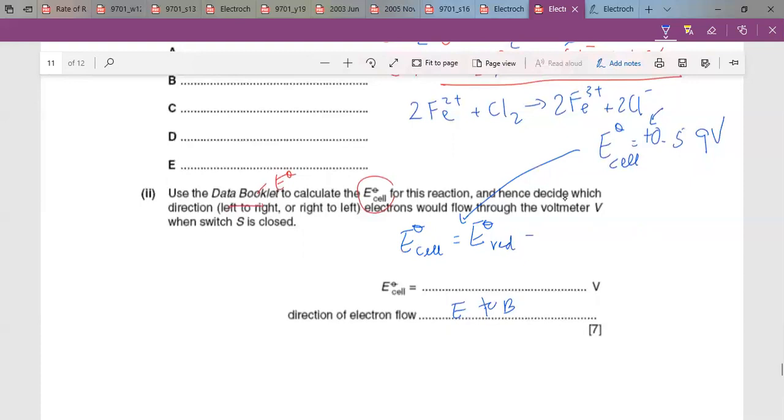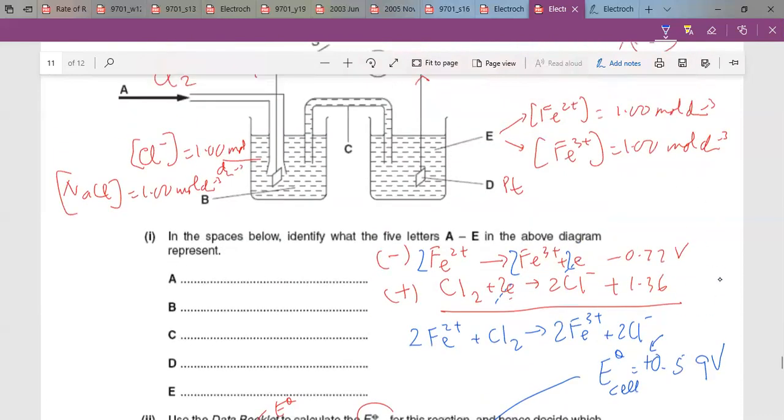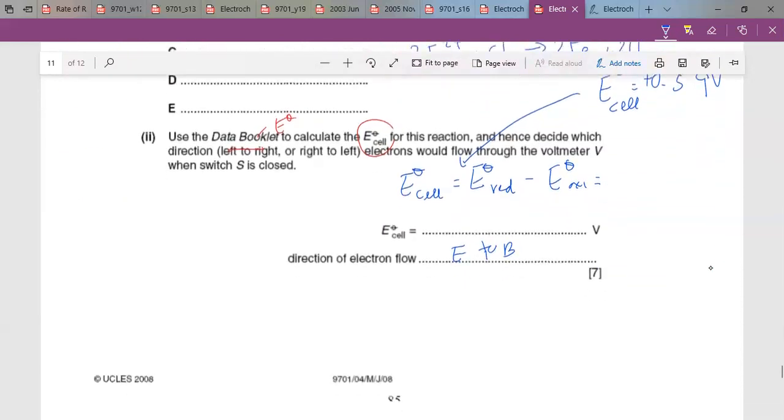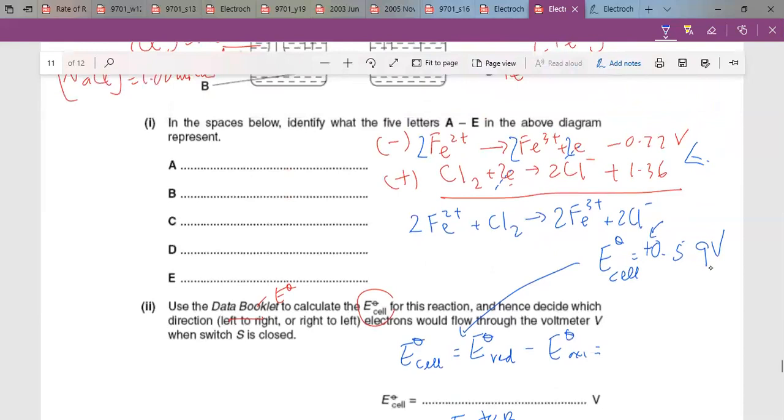E reduction minus E oxidation. And this one here, you must make sure you use the raw values, okay? Don't change it. Here you can change the sign on top here, but here you cannot, all right? The rule is, so E reduction, what is undergoing reduction? Of course, chlorine is. Reduction. So what's the value?